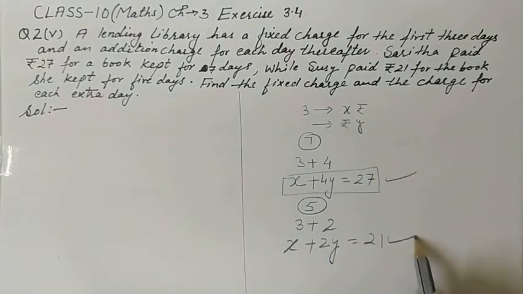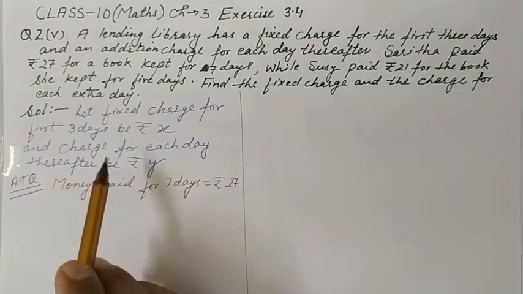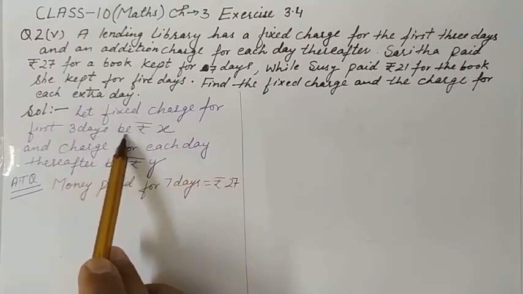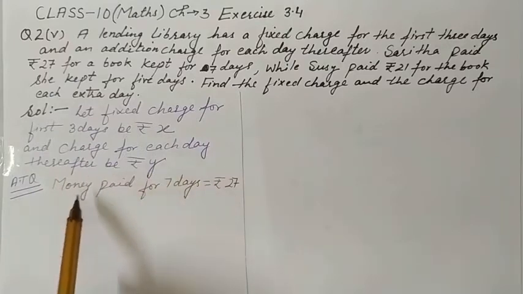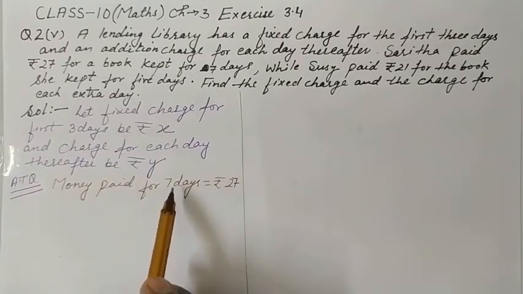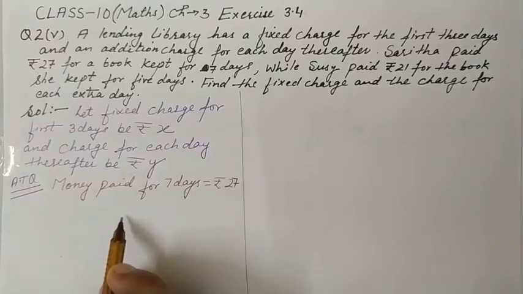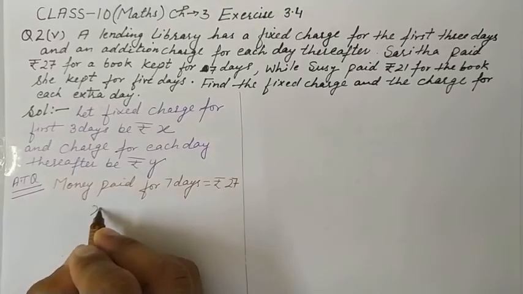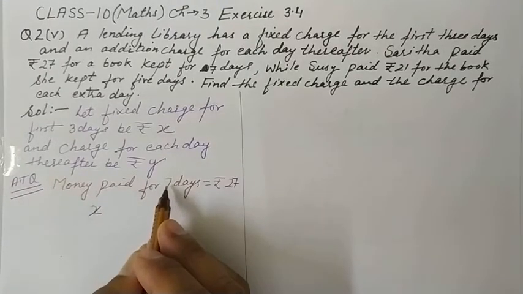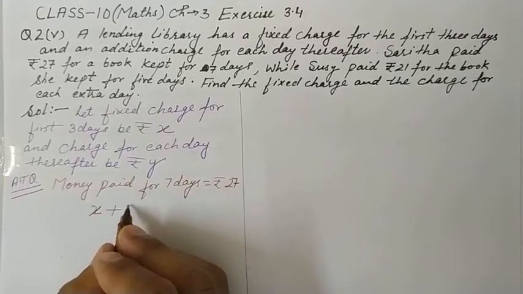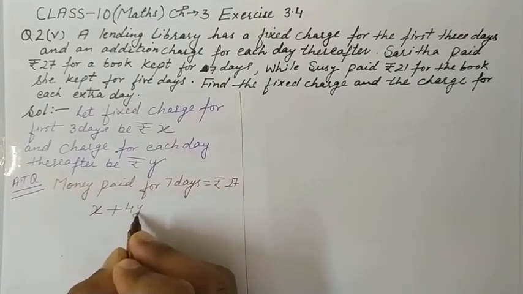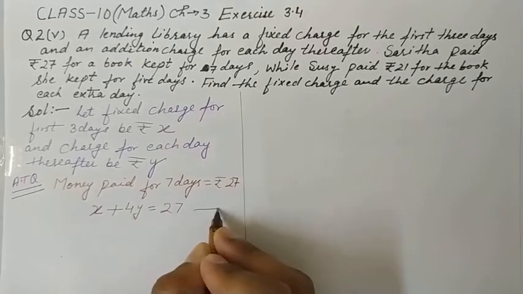So these two equations will be there. We will solve these equations and find the value of X and Y. So let's start the question. Let the fixed charge for the first 3 days be rupees X and the charge for each day thereafter be rupees Y. Now the money paid for 7 days is 27. So the money for 7 days will be 3 plus 4. For 3 days it will be rupees X. Now 4 days are left. For 4 days thereafter it will be 4Y, and that is rupees 27. This is our first equation.